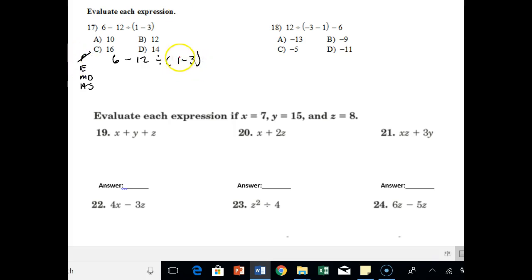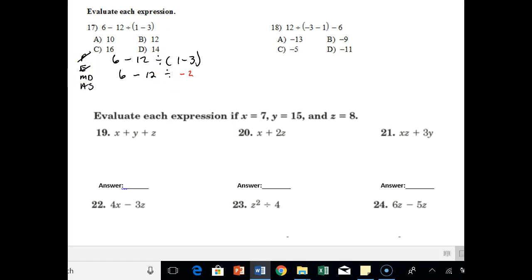I do 1 minus 3. And 1 minus 3 is negative, so be very careful. That is a negative 2, right? So now I have 6 minus 12 divided by negative 2, right? So do I have any exponents? No, I don't. Do I have multiplication or division?